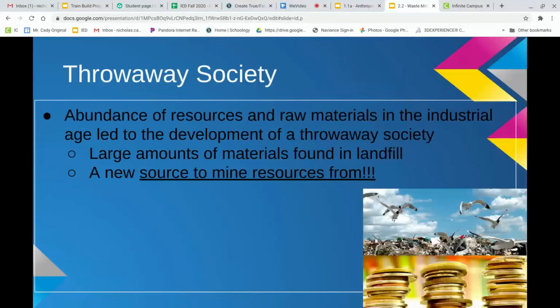And what that means is a lot of really good, valuable materials end up in a landfill. So we need to see if we can change that. At some point, you have to wonder if those landfills have such valuable materials in them that we'll be using those as a source to mine resources from.